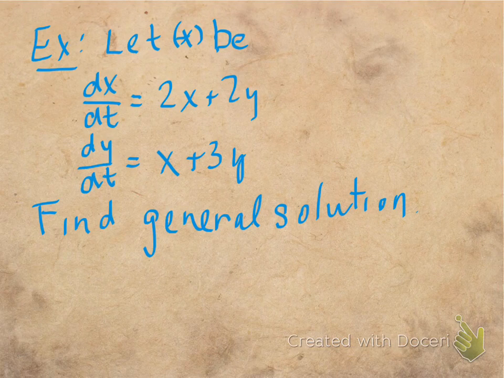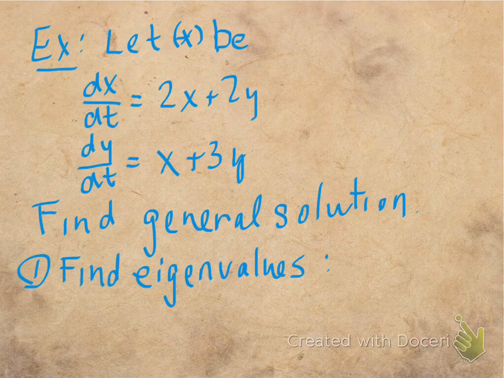Let's take a nice 2x2 case. We have the system dx/dt equals 2x plus 2y, dy/dt equals x plus 3y, and I would like you to find the general solution. So step 1, you need to find the eigenvalues of the coefficient matrix A. Pause the video and do that now. You should have found that your eigenvalues are lambda equals 1 and lambda equals 4. So we're in the case of real distinct eigenvalues.